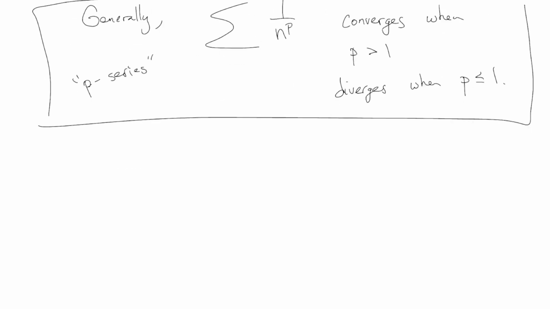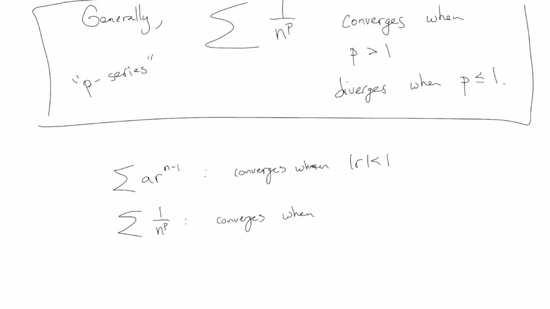Remember, I will just refresh our memory. If you have a r to the n minus 1, this converges when the absolute value of r is less than 1, right? And now you can add into your bag of tricks this one, which converges when p is greater than 1. Now, the first of those two, you have a formula for it. It adds up to a over 1 minus r.